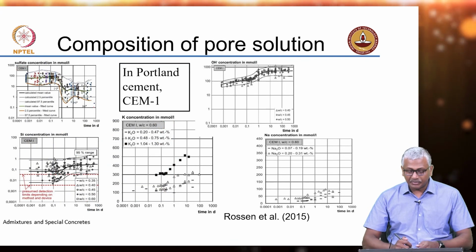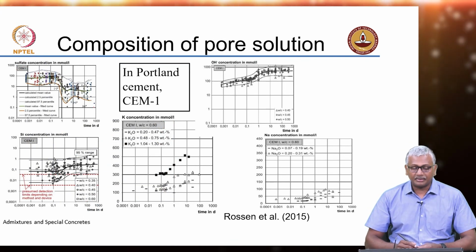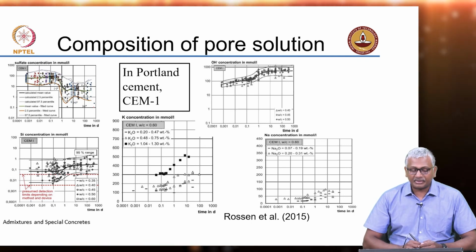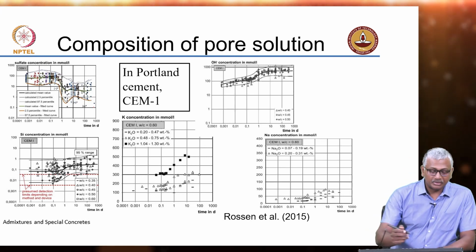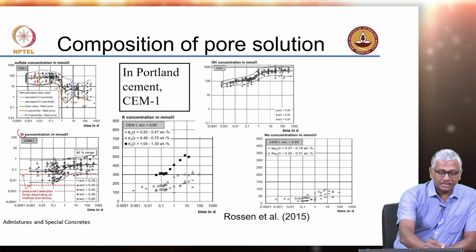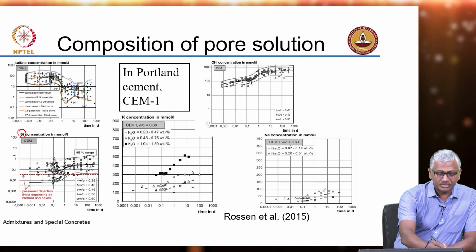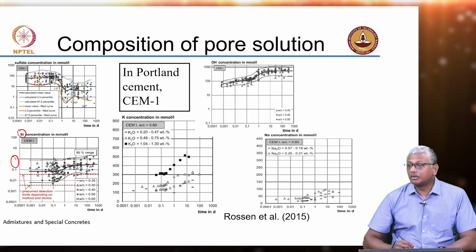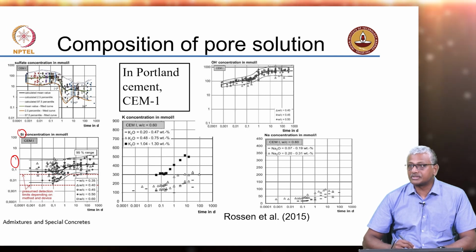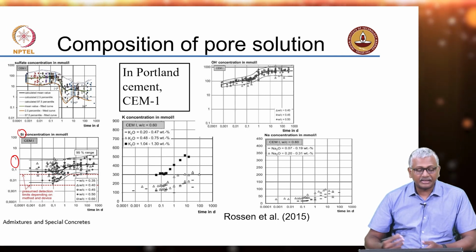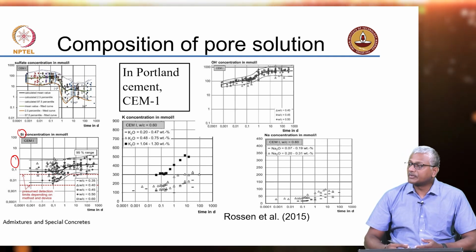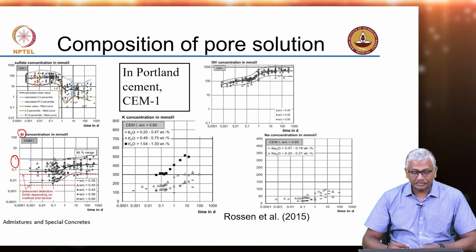So, this is an example from a study by Rosen et al. Of course, this example here is of CEM I, that is ordinary Portland cement. Okay. So, again sulphate concentration, silicon concentration. As you can see, silicon concentration is only of the order of 1 millimole per liter. Okay. That is a very low concentration, and that can be expected because in normal Portland cement you do not really have a very large buildup of silica that can happen.